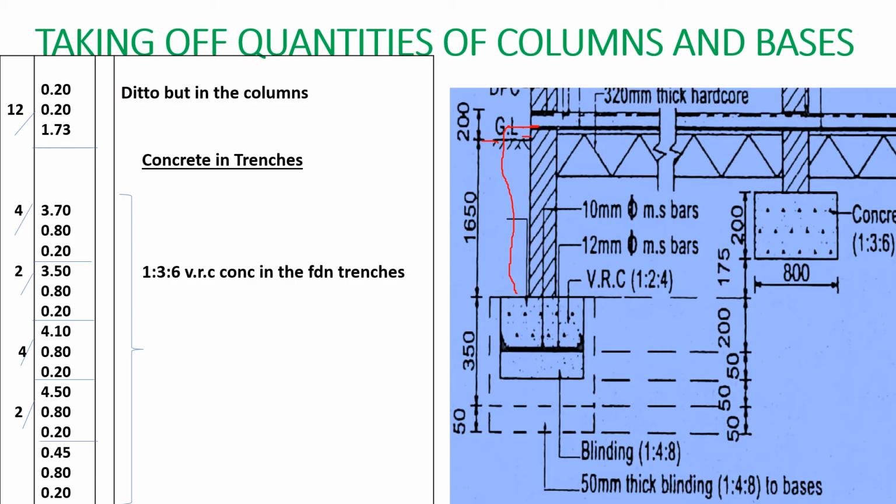1.73. So we book that one 0.2, 0.2 by 1.73 by 12, and then we say ditto, but in the columns. Now let's put concrete in the trenches here. So our trench, we have put concrete up to this point. So we only need concrete from this point up to the trench. Yeah, so we take the length, the measurement for excavation.